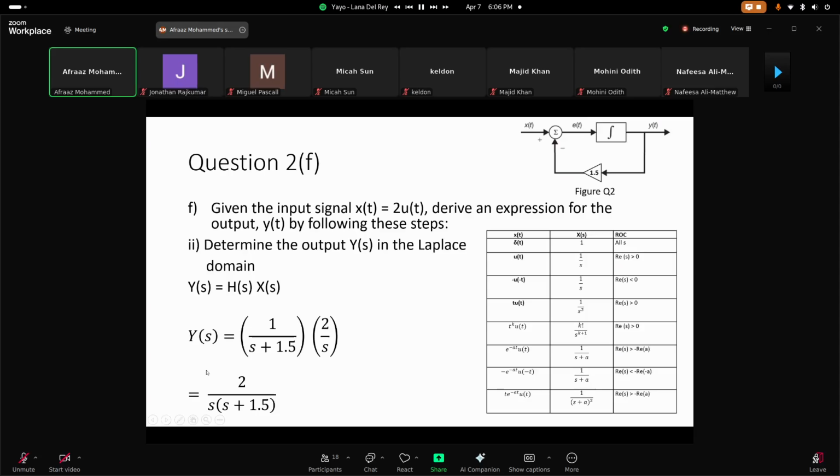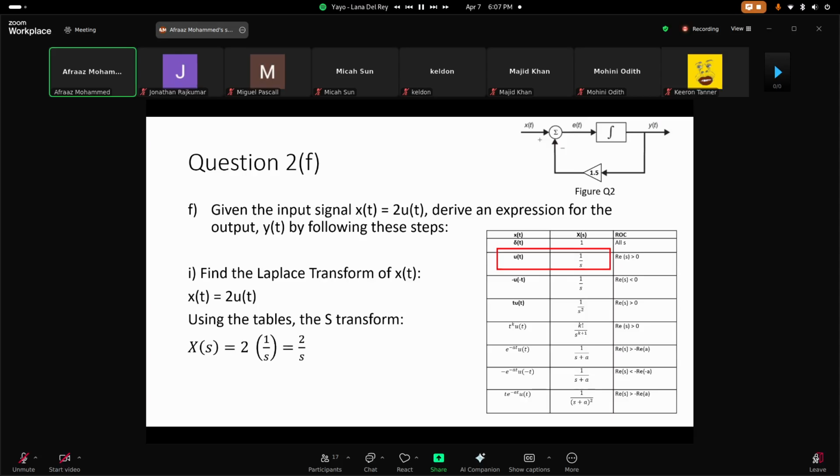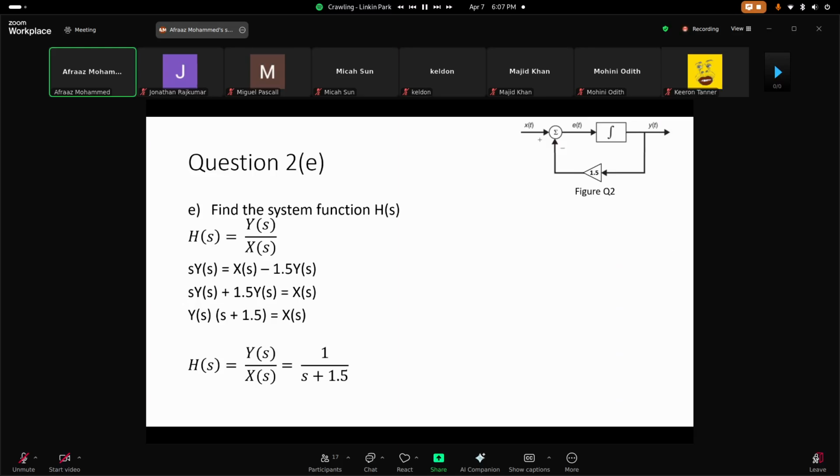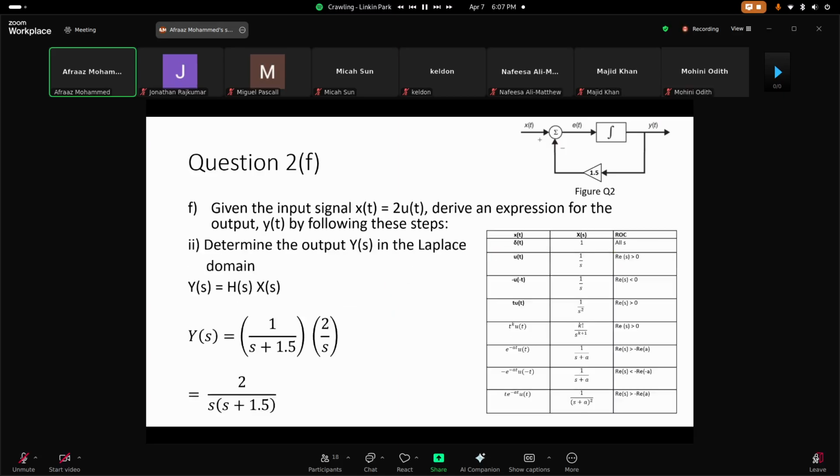Next, you need to determine the output Y(s) in the Laplace domain. Remember, Y(s) is equal to H(s) times X(s), right? We got X(s) just now, which is 2 over s, and H(s) we got in part E. H(s) is 1 over s plus 1.5. So Y(s) is equal to 1 over s plus 1.5 multiplied by 2 over s, and that is going to give you 2 over s(s plus 1.5). That here is your output Y(s) in the Laplace domain.